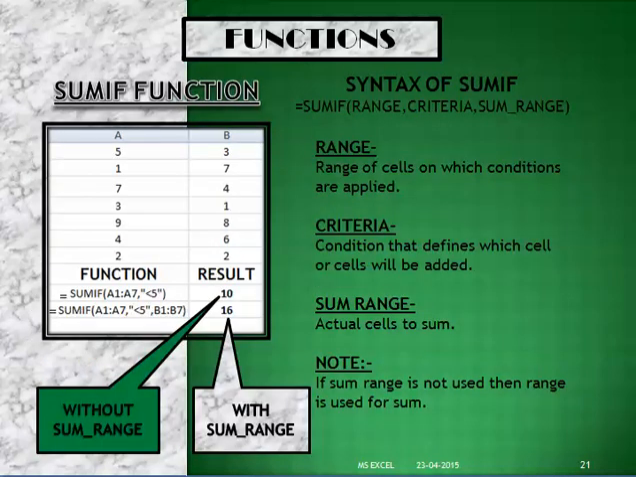Using the SUMIF function, the syntax is SUMIF: range, criteria and sum range. Range is the range of cells on which conditions are applied. For example, A1 colon A7. This is the range. Criteria is the condition that defines which cell or cells will be added. That is the condition less than 5. And the sum range is the actual cell range to sum. That is B1 colon B7.